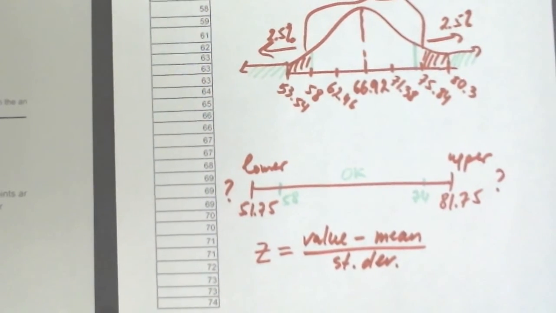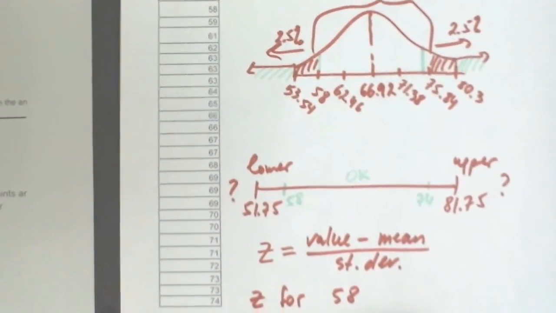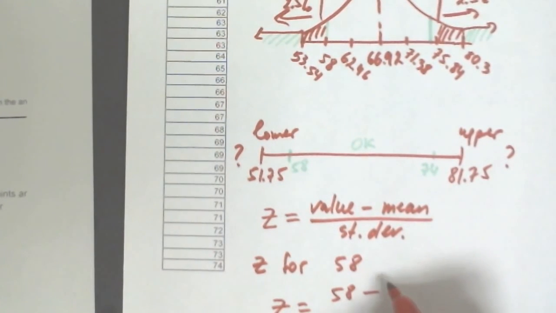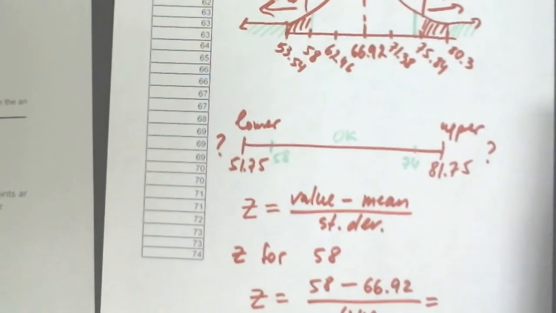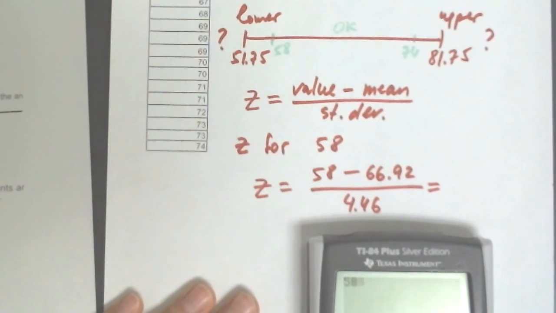So for example, let's say I want to calculate a z-score for 58. That's my lowest data value. I'm going to use the formula, put in 58, my value, minus my mean, which is 66.92, divided by the standard deviation, which is 4.46. Do the subtraction first, please, because it's not going to work properly. 58 minus 66.92 divided by 4.46. I get -2.